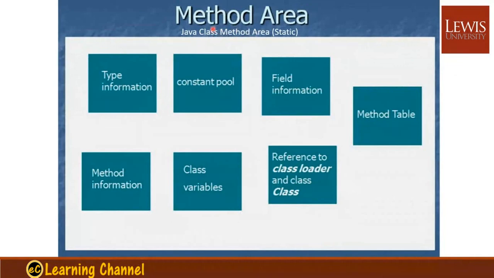For Java, we have the Java class method area, and this is one of the models for the Java memory model. We have the method table, field information, constant pool, class variables, type information, method information, and references to class loaders.